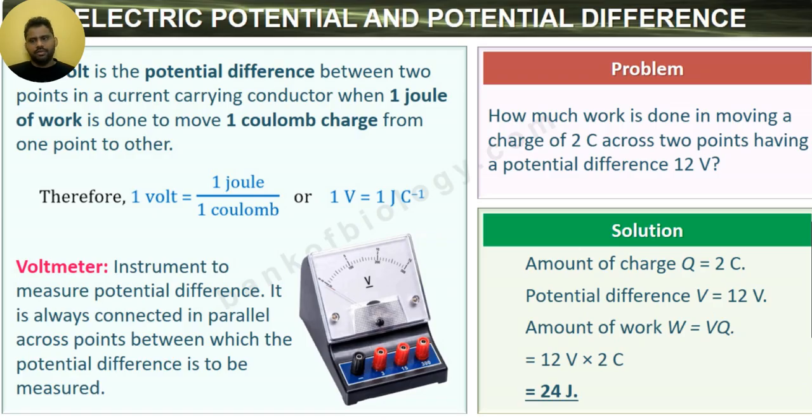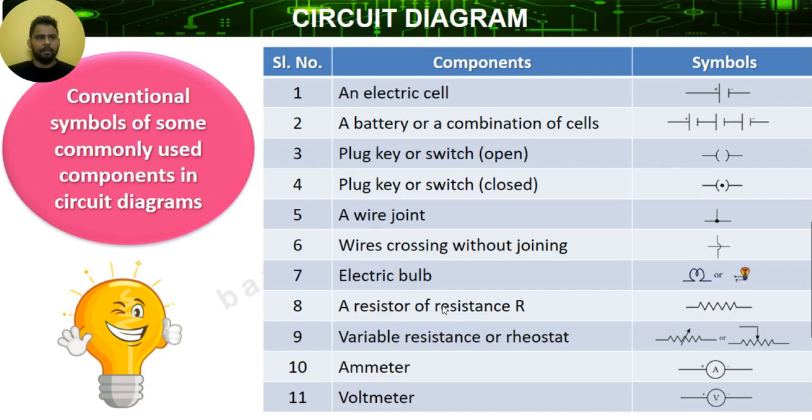Now we see one numerical: how much work is done in moving a charge of 2 coulomb across 2 points having potential difference 12 volt? So the amount of charge given is Q is equal to 2 coulomb and potential difference V is 12 volt. So the amount of work done is W is equal to V into Q, that is 24 joules. Joules is the unit of the amount of work done.